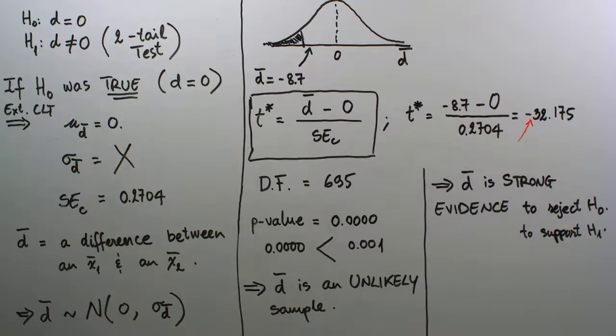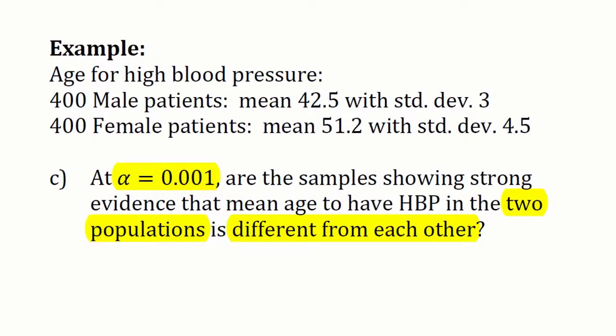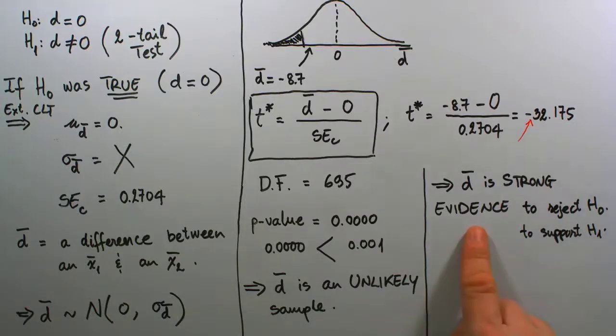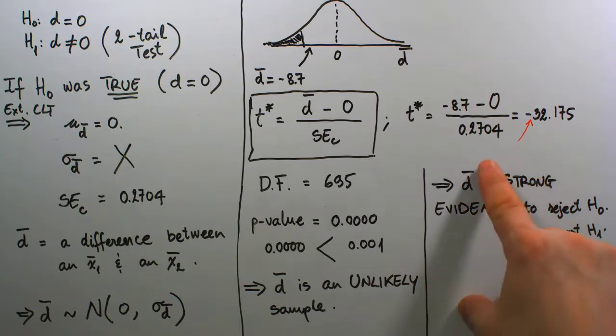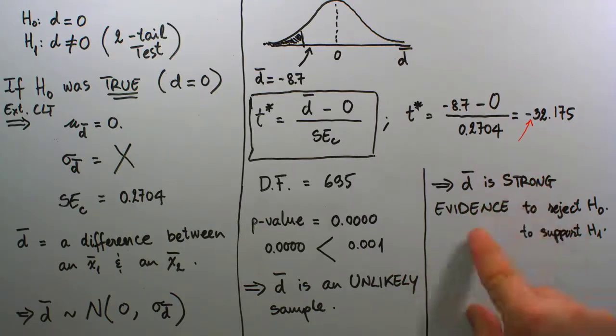And then one more time, looking back at the question itself, the question in the end remains a yes or no question, simply in the way it is. Are the samples showing strong evidence? So, as a yes or no question, it is clear that our samples are showing strong evidence. The samples together created this D value, and this D now is strong evidence for us to either reject H sub 0 or to support H1. So the answer ultimately is yes.